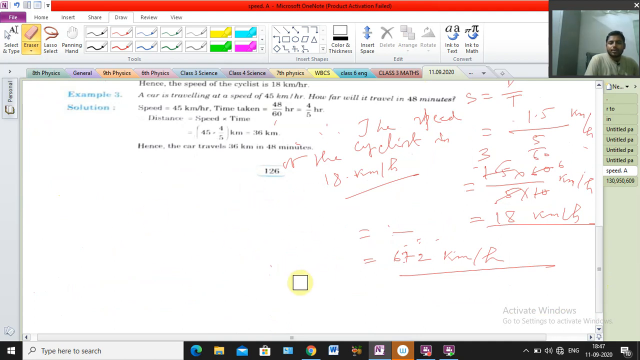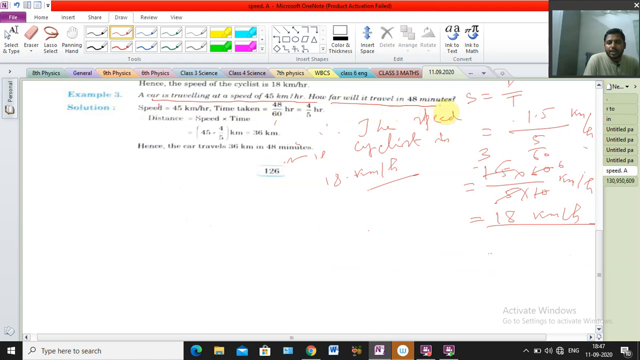Question number 3 is telling here: a car is traveling at a speed of 45 km per hour. How far will it travel in 48 minutes? Okay, the question is a very important question also.